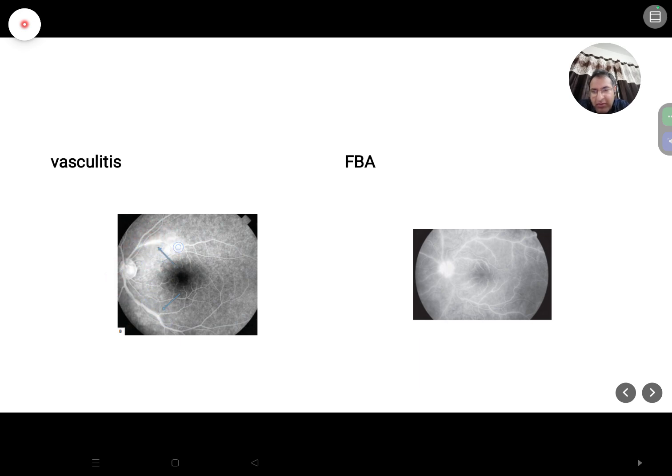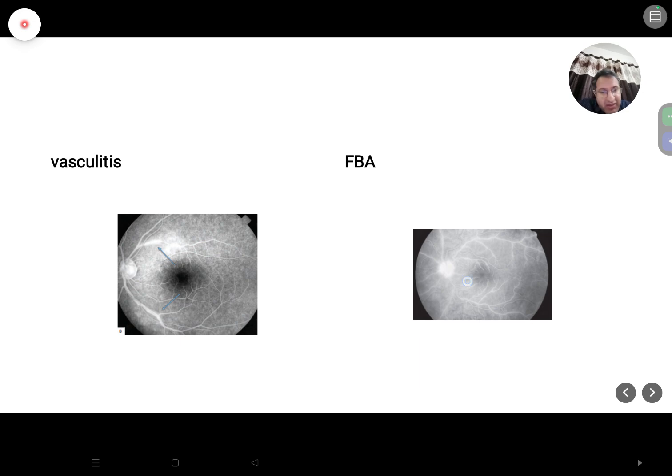In vasculitis, as we have already seen, there will be leakage. And beyond that leakage point, there will be some non-perfusion. What is this phase of the angiography? This phase of the angiography is the early AV phase. In the early AV phase, the artery is leaking along with the vessels, while the vein is still in the laminar phase. So this vasculitis is involving the arteries also.